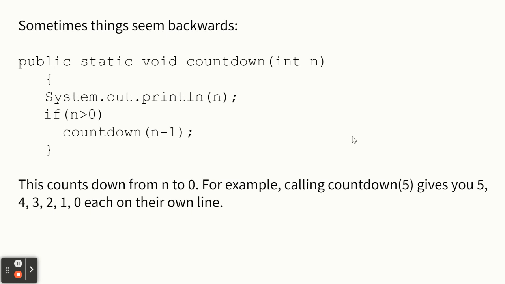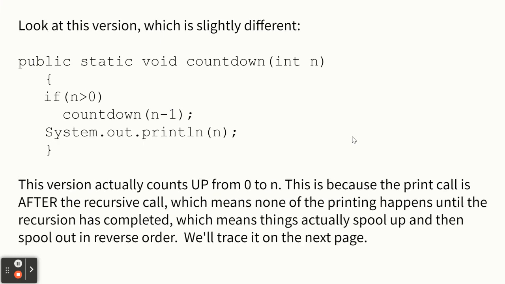Sometimes things seem backwards. This one is okay, right? Countdown. You send a number, it prints the number, and then it calls itself to print the next lower number and so on. So this one prints 5, 4, 3, 2, 1, 0, no problem. Check this out. This one is slightly different. The print is after the recursive call. So this one is actually going to count up from 0 to whatever number you call.